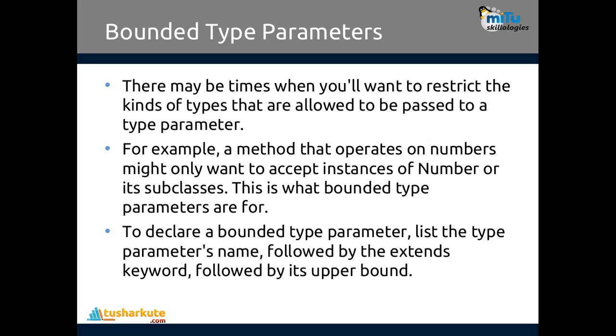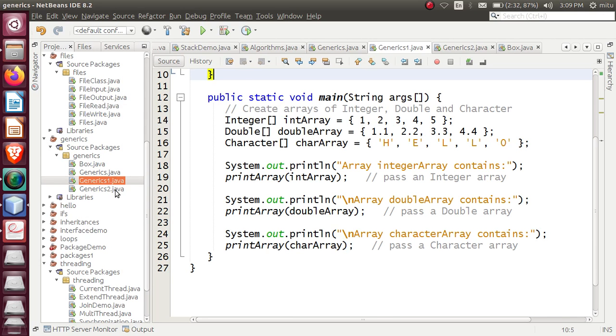To declare a bounded type parameter, list the type parameter's name, followed by the extends keyword, followed by its upper bound. Upper bound means the class which is the superclass of all. So if you write a superclass, whatever subclasses it contains will be bounded by that particular class only. Now let's see bounded type parameters, the second way in which generics can be used.